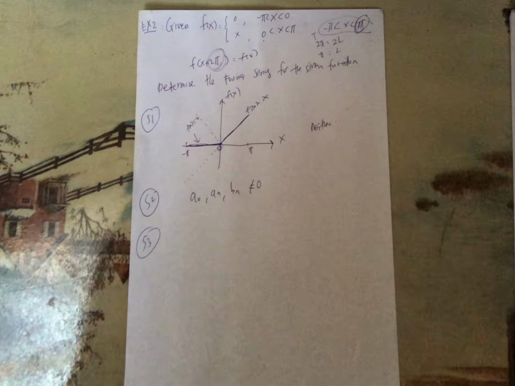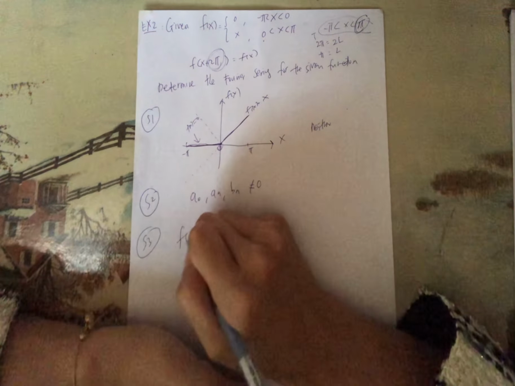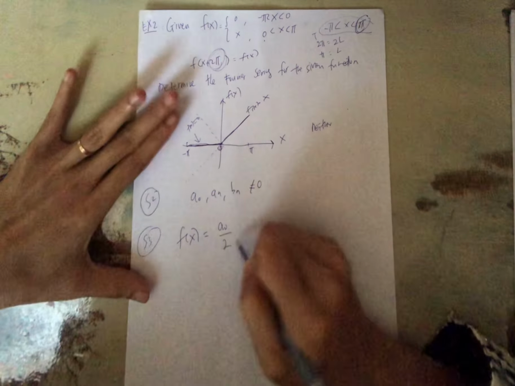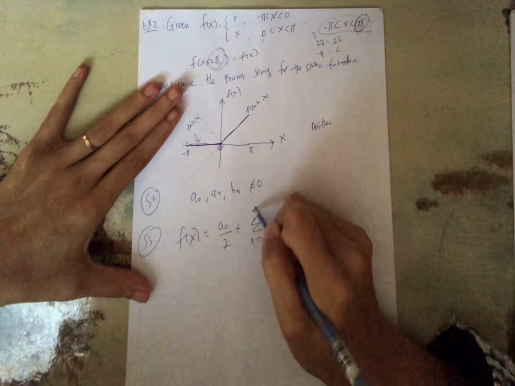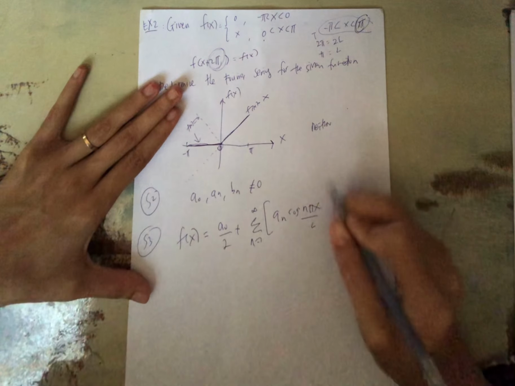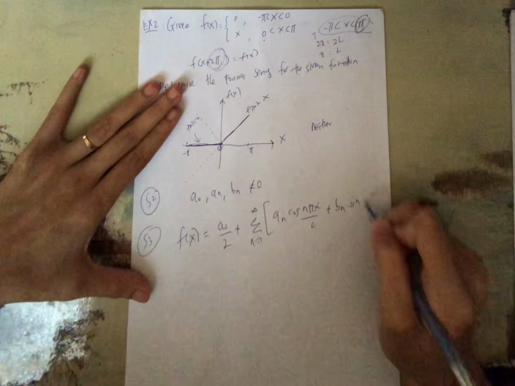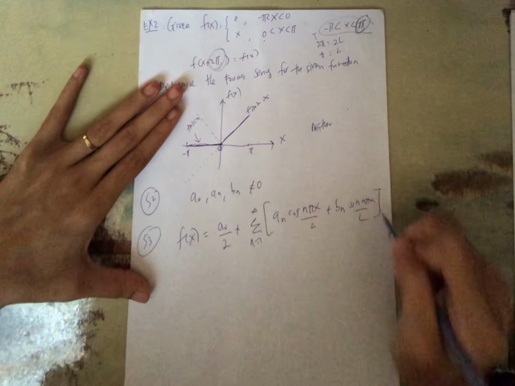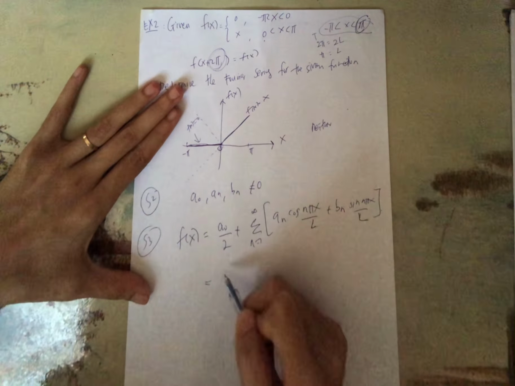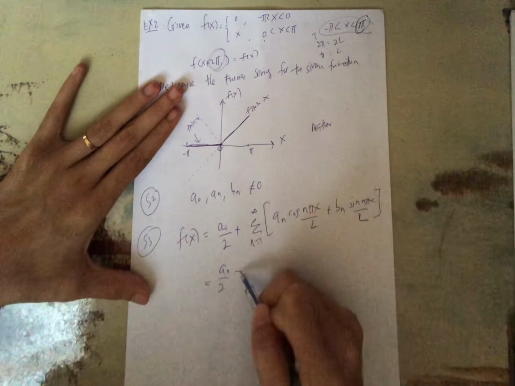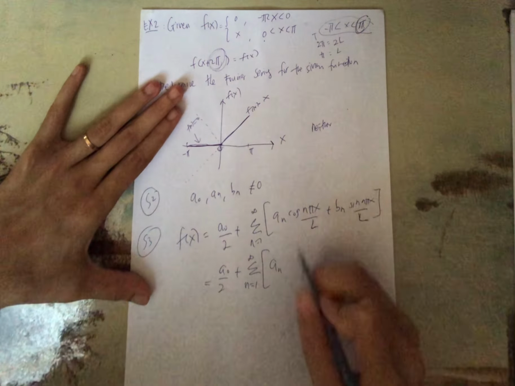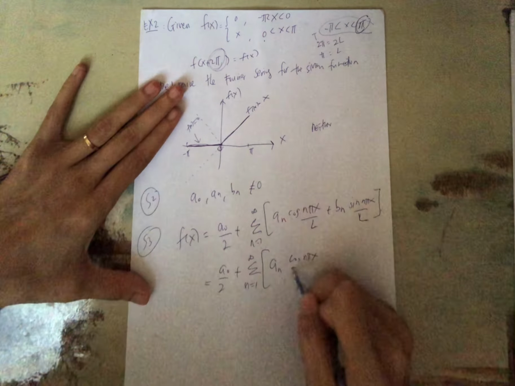Okay, wait, what's the equation just now? f(x) equal to a naught over 2 plus summation n equals 1 to infinity of an cos(n pi x over L) plus bn sin(n pi x over L), is it? Okay, so now you can replace this one first. What is your L? So a naught over 2 plus summation 1 to infinity, so an cos(n pi x over L). What is your L?